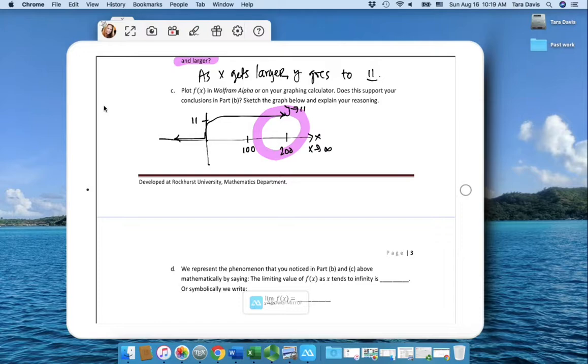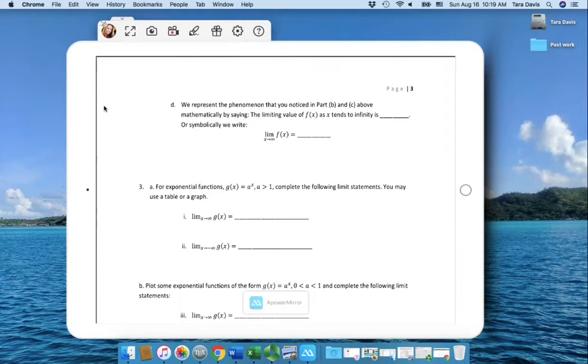So, yes, this does support our conclusions because we're seeing the same thing. So, for large x, the y is around 11. Make sure you use the proper scale. We're looking for what happens as x gets large. And we can say now that the limit as x approaches infinity, so this means as x gets big, then y gets close to 11. So we say that the limit is 11.